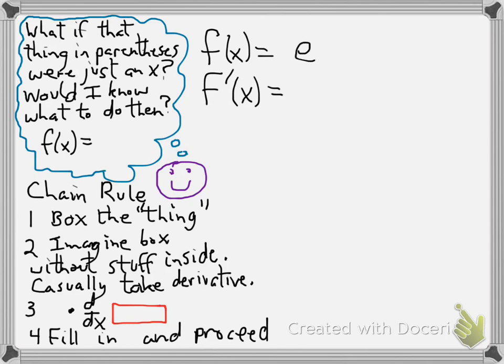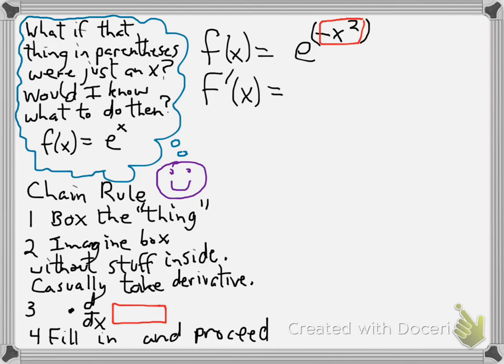F of x equals e to the negative x squared. We don't see parentheses, but whenever you have an exponent, there are implied parentheses around it. So this looks complicated, but we should be asking ourselves, what if that thing in parentheses were just an x? Would we know what to do then? It would look like f of x equals e to the x. And we do have a rule for the derivative of e to the x. The derivative of e to the x is e to the x.